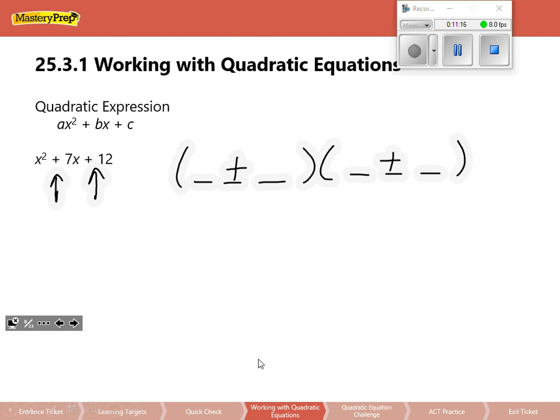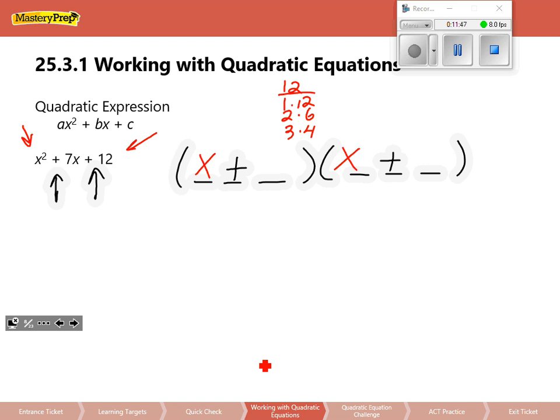Now what we look for is the factors of the first and third term. Well, what two things multiply together to give me x squared? X and x, that's the only thing we have. Because there's not a number in front of x squared, x and x are the only factors that we have. Now the factors of 12 are 1 and 12, 2 and 6, or 3 and 4.